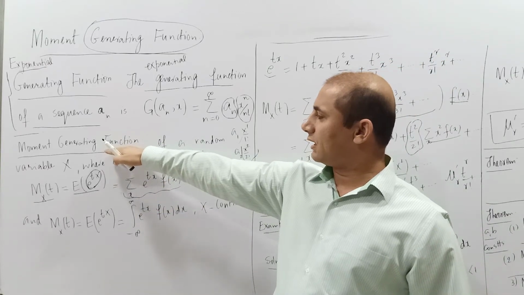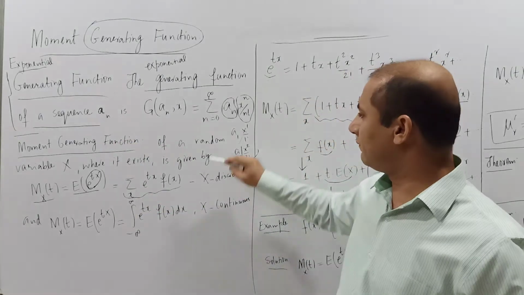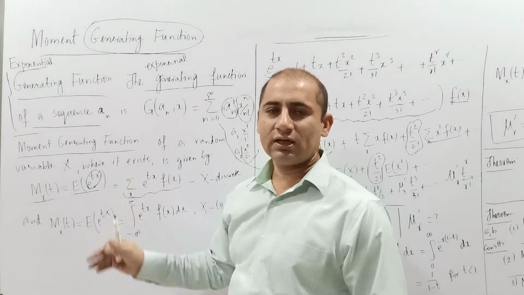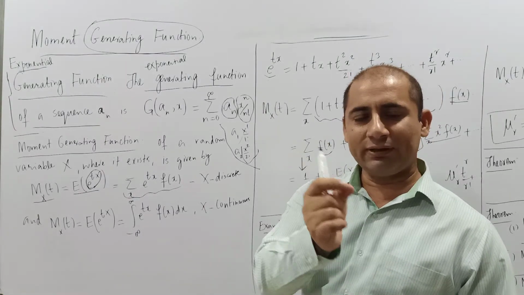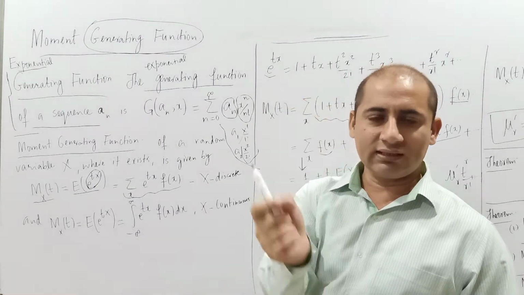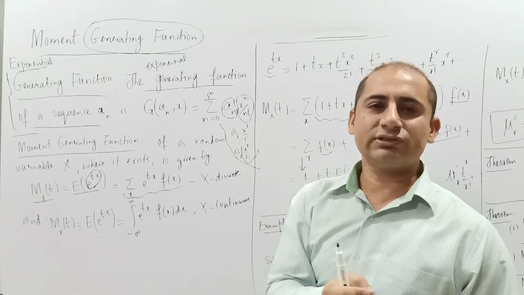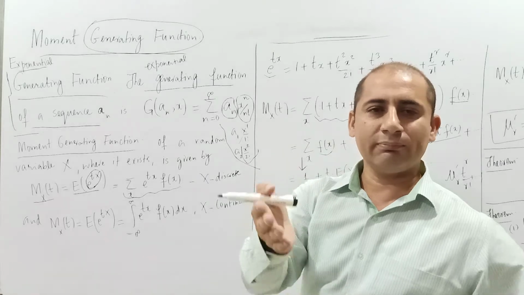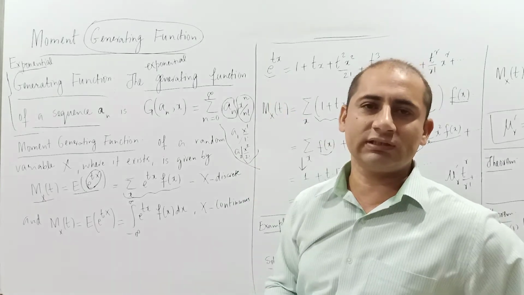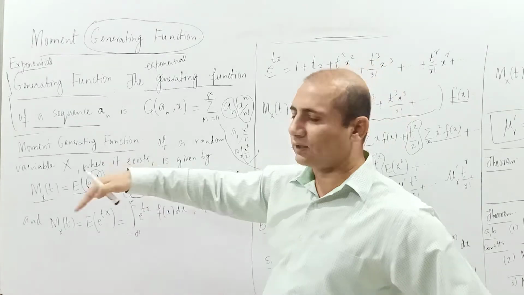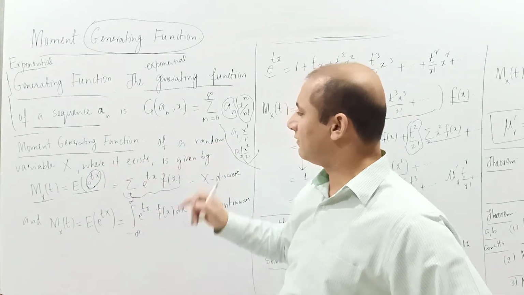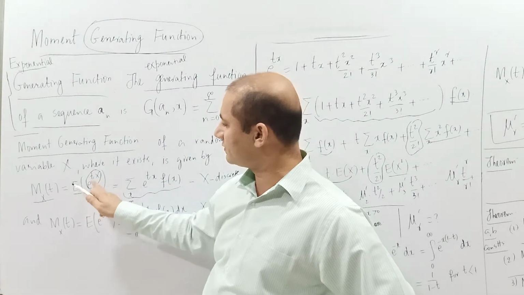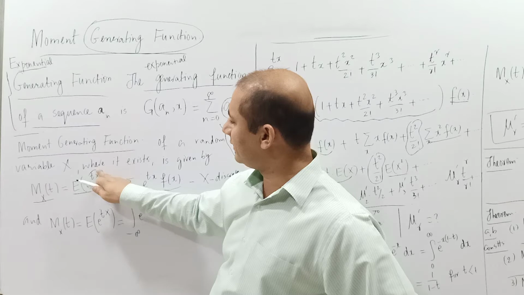Okay, I come to this moment generating function of a random variable. So moment generating function of a random variable X, where it exists. Now why do I say where it exists? Because I'll be involving the summation and the integral, and there is a chance that the summation doesn't converge, that series doesn't converge, or the improper integral from minus infinity to plus infinity doesn't converge. So if it converges, that means where it exists, this moment generating function is the expectation of this random variable e to the power tX.